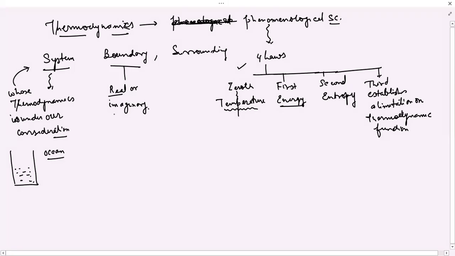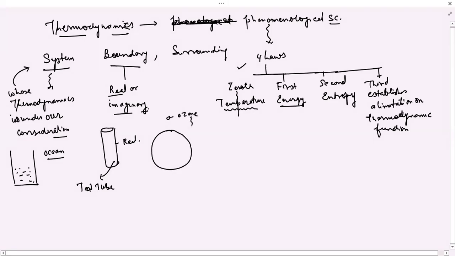Similarly, you can have real boundaries and imaginary boundaries. For example, you have this vial, or let's say a test tube, in which some reaction is going on. So basically this comprises a boundary. This is a real boundary here. But if you consider the problem of the ozone hole, if you remember, you know that the ozone hole is there in the stratosphere. This is also a thermodynamic system, but here the boundary is imaginary.